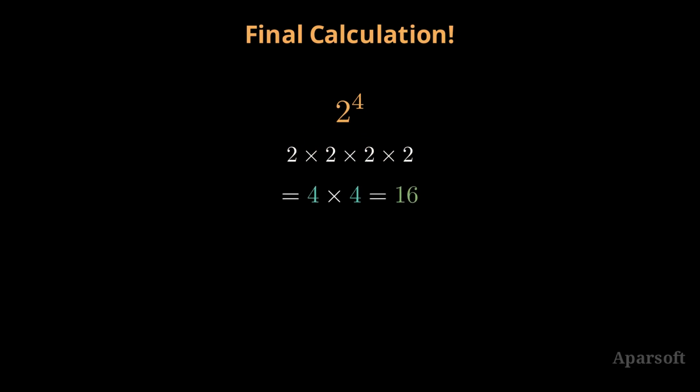Now for the final calculation, 2 to the 4th power. That means 2 times 2 times 2 times 2. 2 times 2 is 4, so we have 4 times 4, which is 16. So our answer in exponential form is 2 to the 4th, which equals 16. Beautiful.